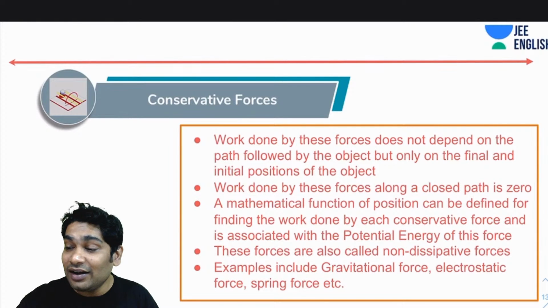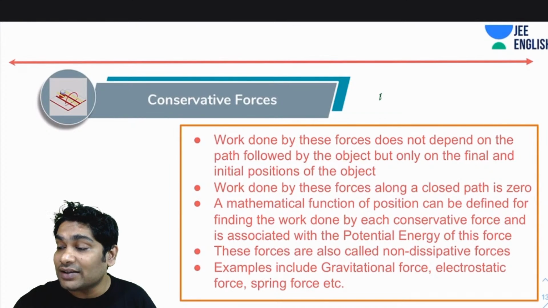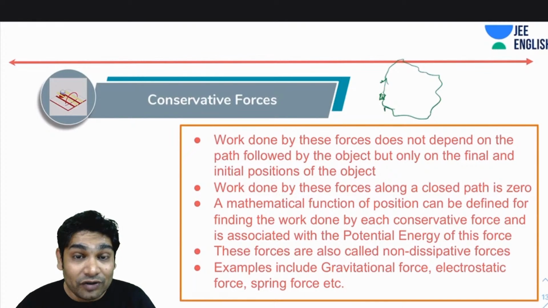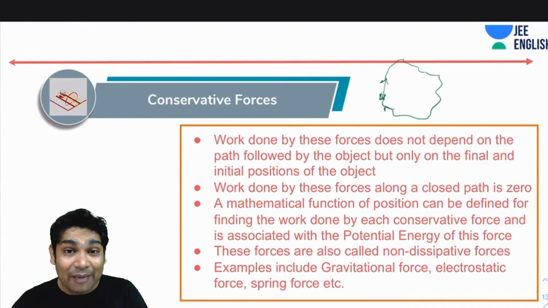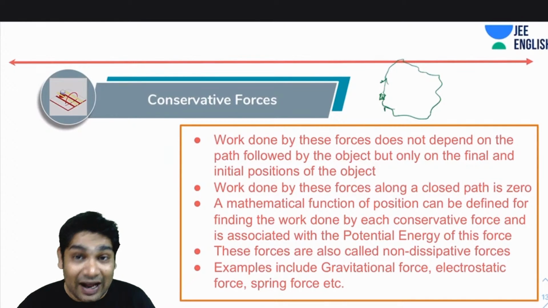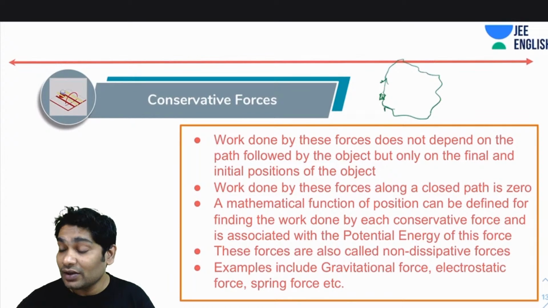So when an object starts from one point, let's say here, it may move around anywhere, and if it comes back to its original position, then the path is called a closed path. So you will notice that in the case of conservative forces, the net work done in the closed path is zero. And as a result, you can say that the work done between two points is independent of the path taken also. Let's see how that is.